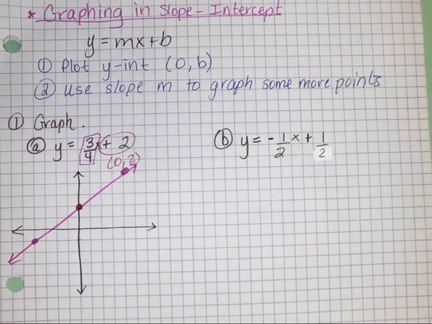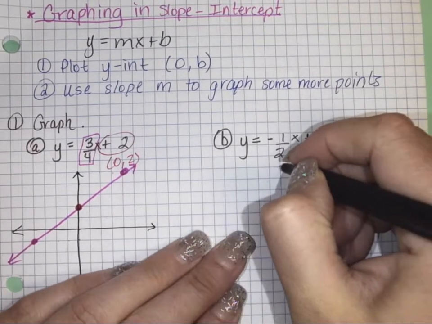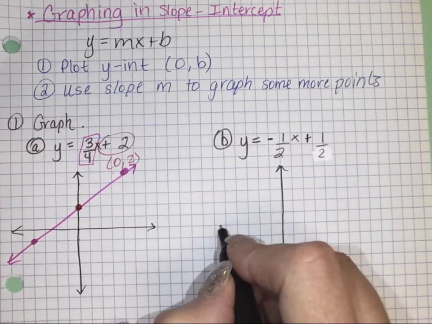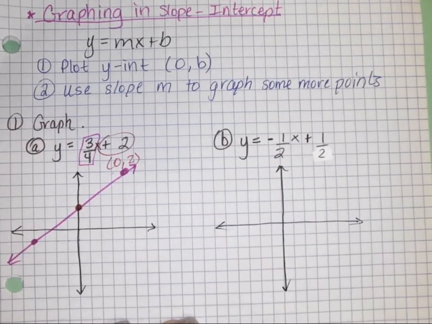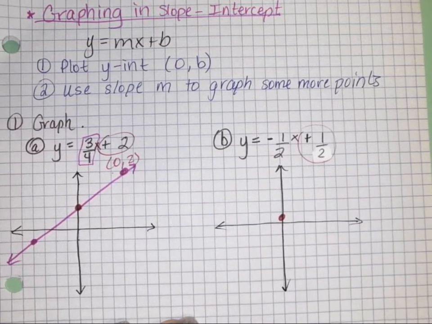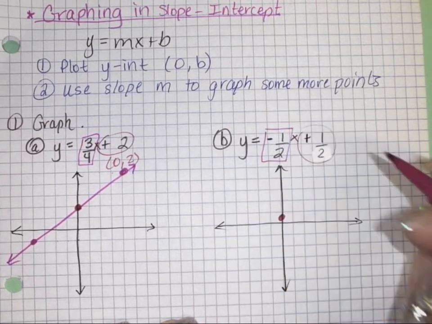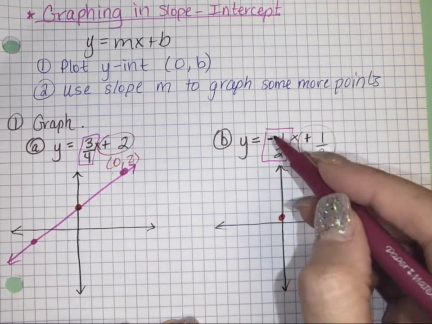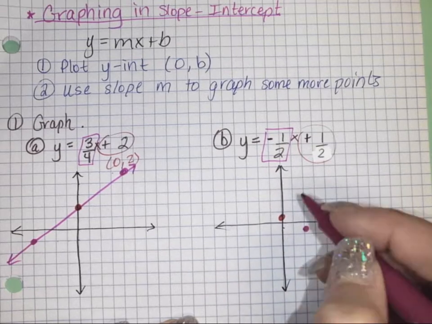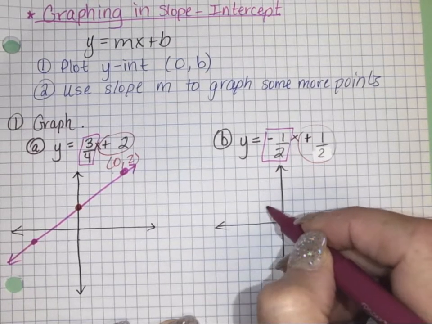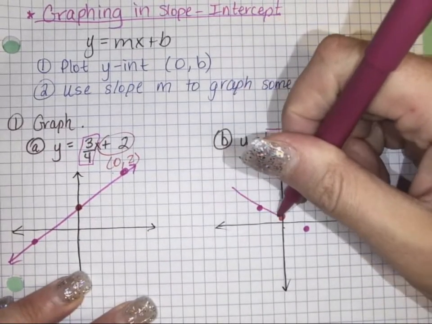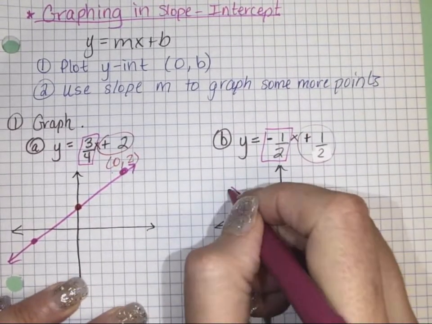And part B, same thing. All right, first thing, plot your y-intercept of 1/2 here. Then I'm going to use my slope, which is negative 1/2. So we're actually going to go down 1 and to the right 2. And let's go up 1 and to the right 2. And then of course just connect your line through those.